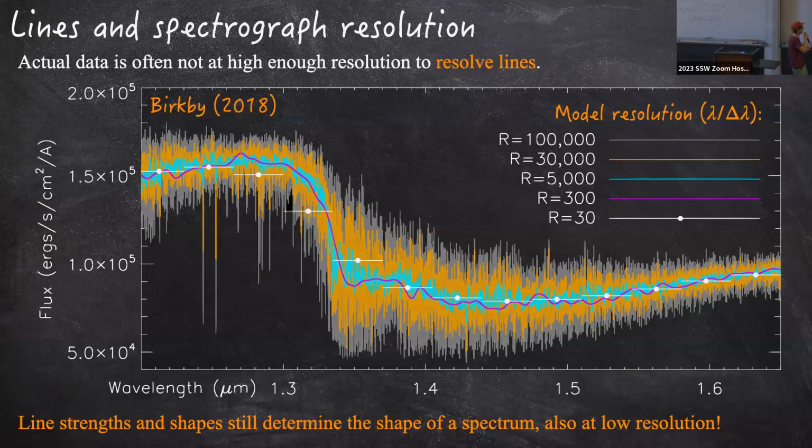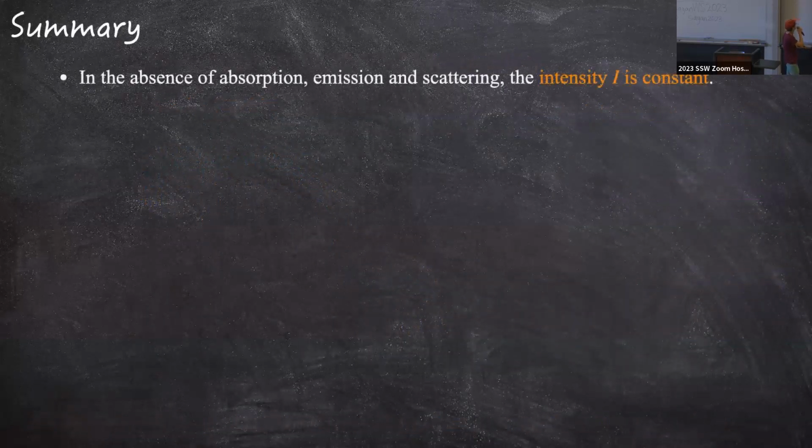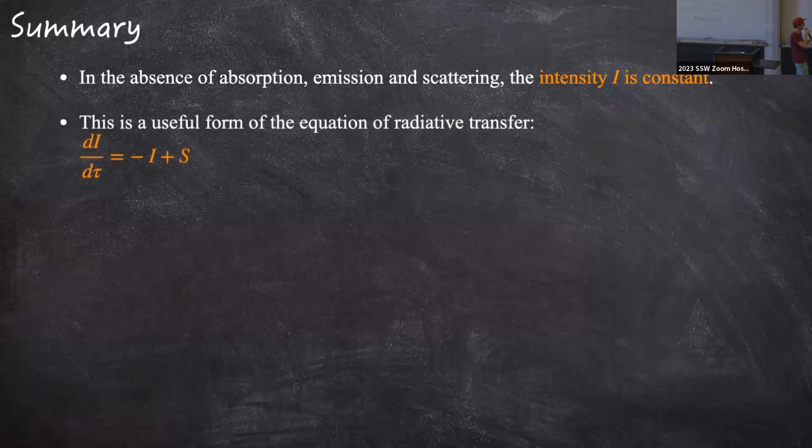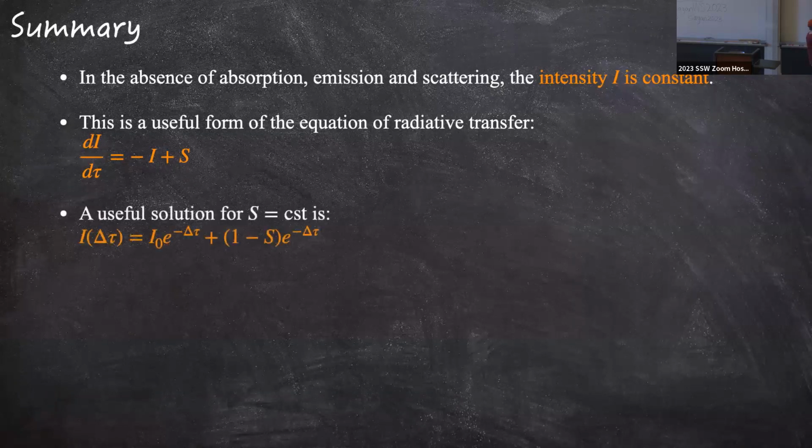All right, so that's it. To summarize, in the absence of absorption, emission, and scattering, the intensity I is constant, and that's the most important quantity of radiative transfer for calculating spectra. This is a useful form of the equation of radiative transfer: dI/d tau equals minus I plus S, so exponential decay plus the source function. And this is a useful solution. I think if you know all this, you basically understand, except for scattering, which can make things more complicated, but that's basically enough to understand already a lot. So I of delta tau equals I0 e to the minus delta tau plus S times (1 minus e to the minus delta tau).